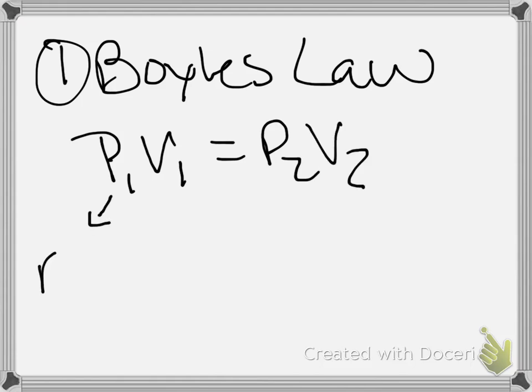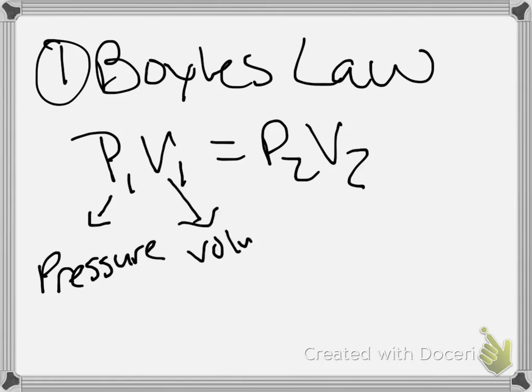Capital P stands for pressure. V stands for volume. And the P and the V on this side also stand for pressure and volume. Now, it doesn't matter what unit your pressure and volume is in as long as they're the same on both sides of the equal sign. For example, if volume is in milliliters on this side, then it would also have to be in milliliters over here. If not, you're going to have to convert one or the other.